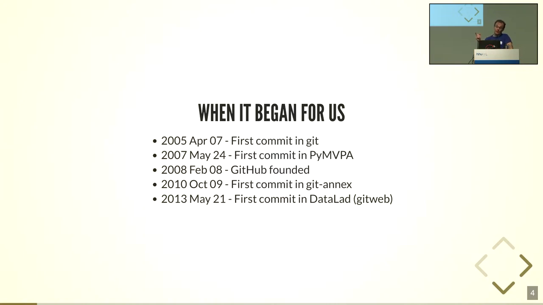Then GitHub was founded only a year after. So we were in the pre-GitHub era. And then the first commit in git-annex happened in 2010, and the first commit in DataLad in 2013. And it wasn't even named DataLad, but GitWeb at that time.